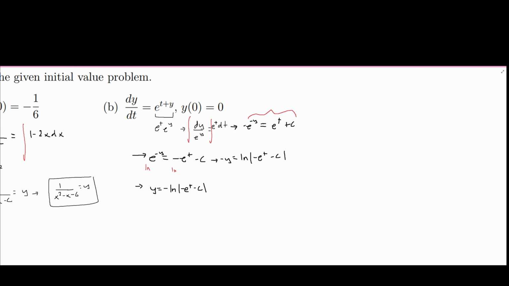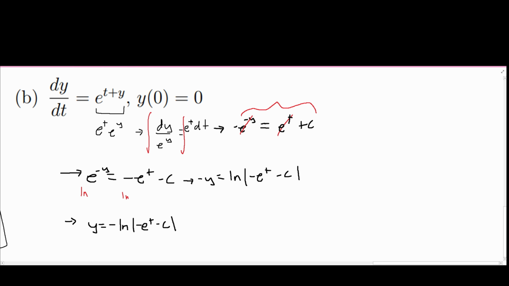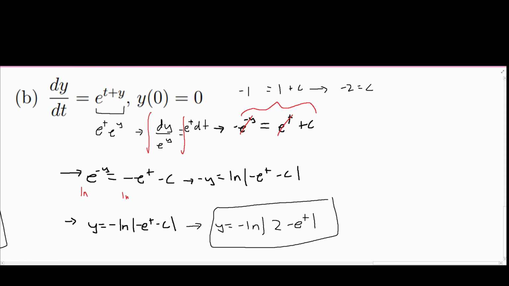So what's going to happen is y is equal to 0 and t is equal to 0. Putting these 0 exponents on the e makes them both 1. So this is just going to be 1 equals 1 plus c. However, on the left side, there is a negative sign, like this. So c is going to be negative 2. After we plug this into our final equation, we get y is equal to negative ln of 2 minus e^t.